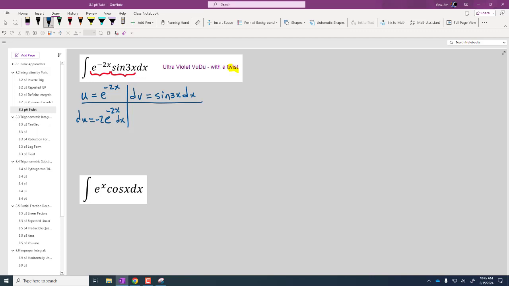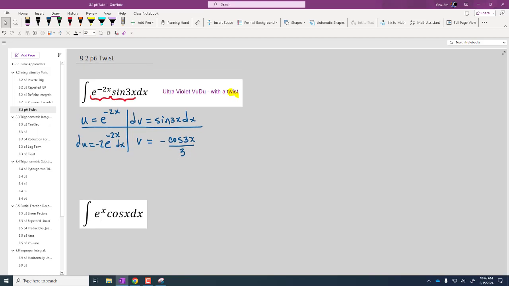Integration: the integral of sine is minus cosine of the same angle, but then we have to divide by the derivative of the angle. So we had to use chain rule on the left and reverse chain rule on the right.